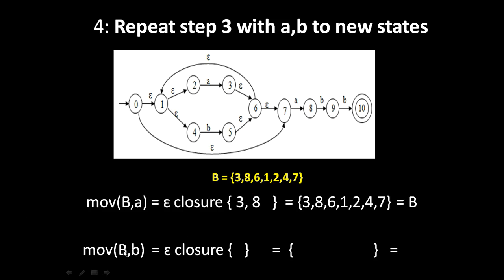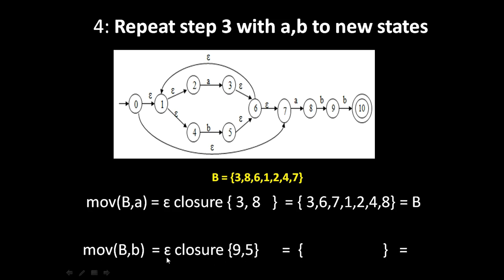Then I want to find the move function of capital B comma small b. From the third state there is no B. From the 8th state B is there, so it reaches the value 9. So I write 9 here. From 6 there is no B. From 1 there is no B. From 2 there is no B. From 4 B is there. It reaches the state 5, so I include the 5. From 7 there is no B, so I ignore this one. So for move capital B comma small b, I can get 9 and 5.